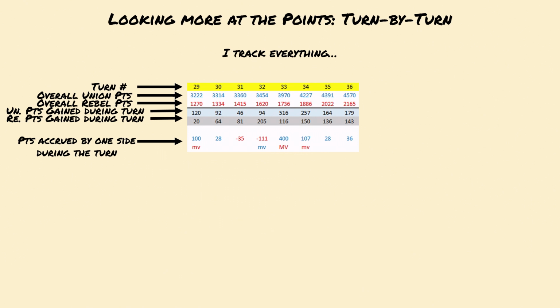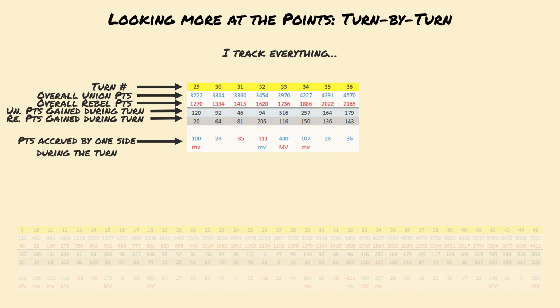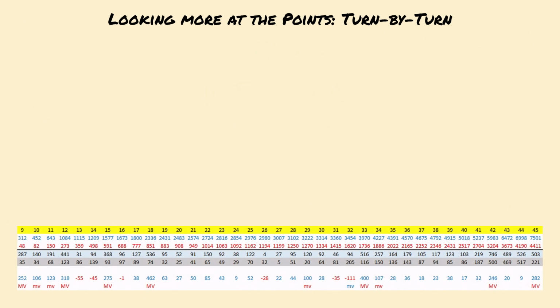As an example, turn number 29, the Federals lost 100 additional points than did the Confederates, while in turn 31, the Confederates lost 35 more points than did the Federals. So, expanding this out all the way from turn number 9, when things began to really heat up, all the way to turn 45, we can see a number of trends here. To begin with, there were 45 turns played during this game.